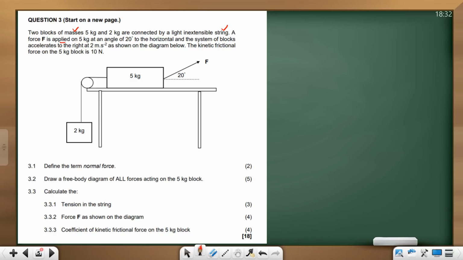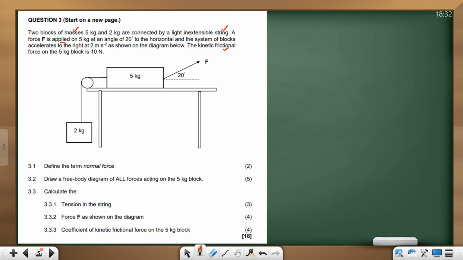A force F is applied. I know there is an applied force, on which object? On the 5 kg at an angle of 20 degrees to the horizontal, and the system of blocks accelerate to the right at 2 meters per second squared, as shown in the diagram. The kinetic frictional force, there's friction, on the 5 kg is 10 newtons. Define the term normal force.